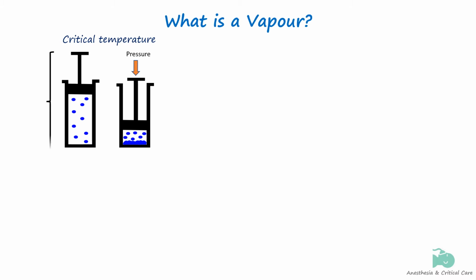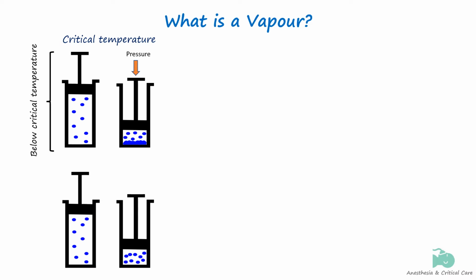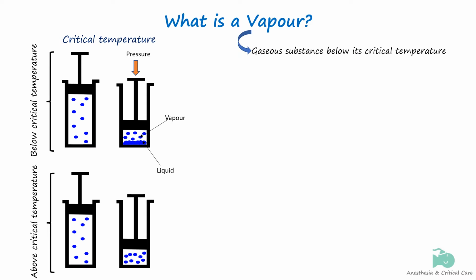However, if the gas is above a certain temperature known as the critical temperature, no matter how much pressure is applied, the gas will not turn into a liquid. A substance that is below its critical temperature can exist in both its liquid and gaseous forms. The gaseous form of such a substance is called a vapor. If enough pressure is applied, this vapor will condense into a liquid.